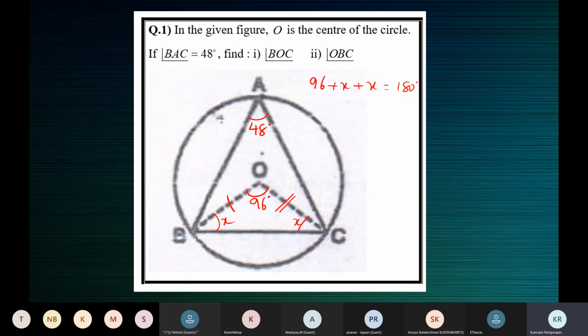Why x plus x? Because OB is equal to OC. OBC is an isosceles triangle because OB is equal to OC. OB is equal to OC because they are radii of the same circle. That makes OBC an isosceles triangle. Isosceles triangle property: angles opposite to equal sides are equal. So opposite to this side is this angle, opposite to this side is this angle. These two angles are equal.